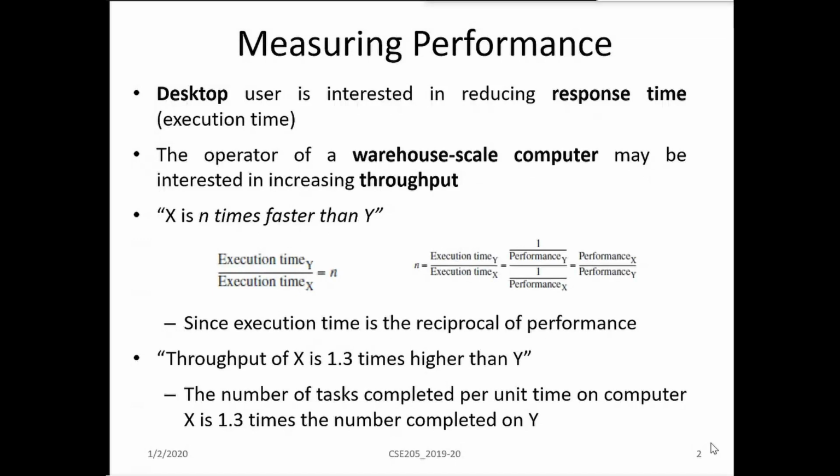Okay, suppose you have a statement like this: throughput of X is 1.3 times higher than Y. What that statement says is the number of tasks completed per unit time on computer X is 1.3 times the number completed on Y. I mean, if X is 1.3 times higher than Y, it says that X is 1.3 times the number completed on Y.